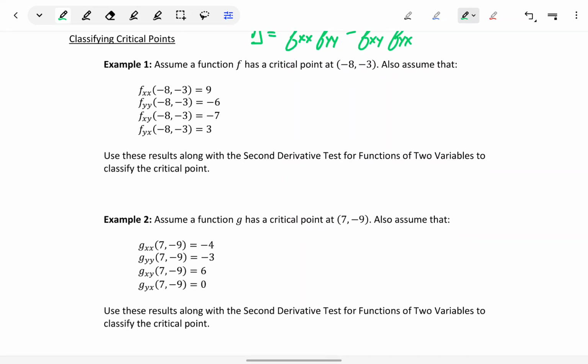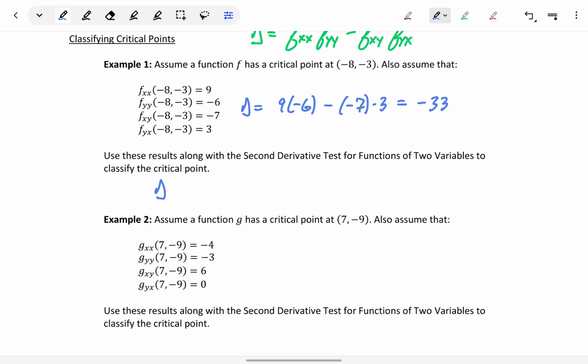In example 1, we see that a function f has a critical point at (-8, -3), and we're given the values of those second derivative functions evaluated at these different points. That means in example 1, to calculate D, we would take 9 times -6 minus -7 times 3, which would give us a value of -33.